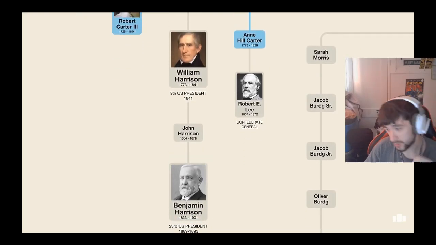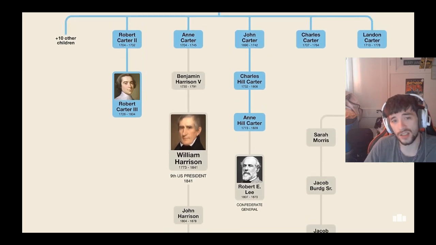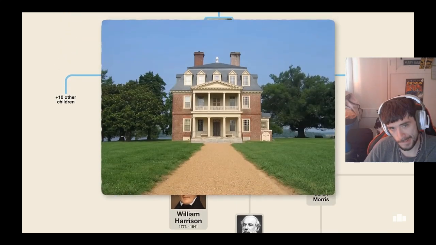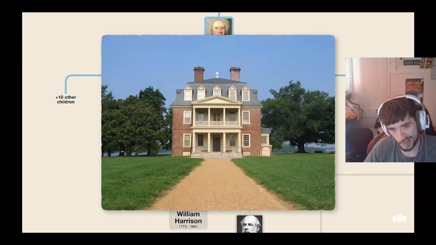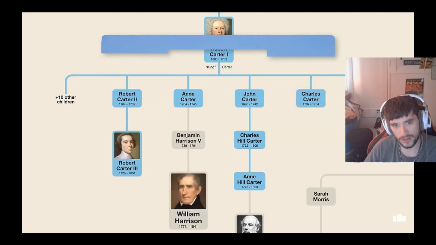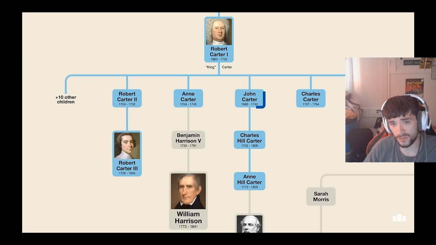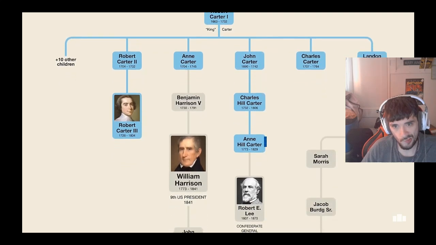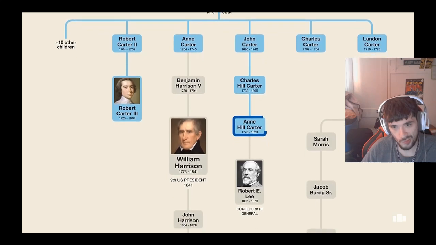Yet another prominent family in early Virginia was the Hill family, owners of the Shirley Plantation, which to this day is the oldest active plantation in the U.S. King Carter's son John married the heiress of that estate, and hence their descendants became known as the Hill Carters. The most famous Hill Carter is John's granddaughter Anne, who was the mother of the Confederate General Robert E. Lee.